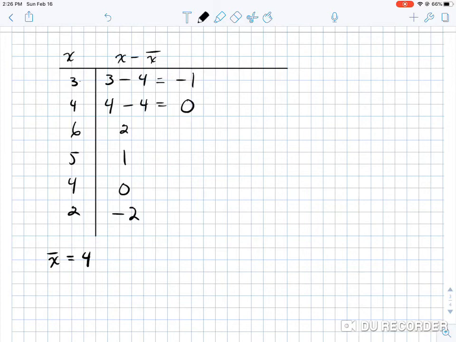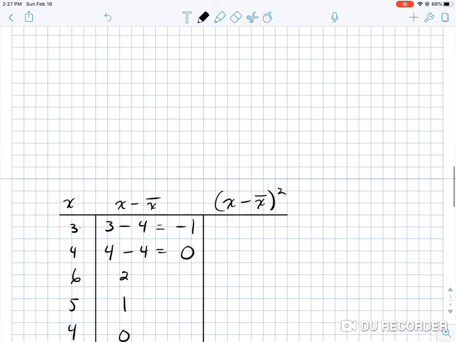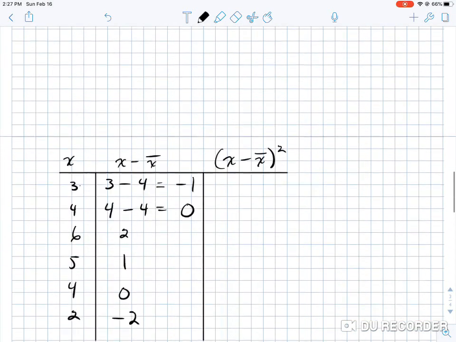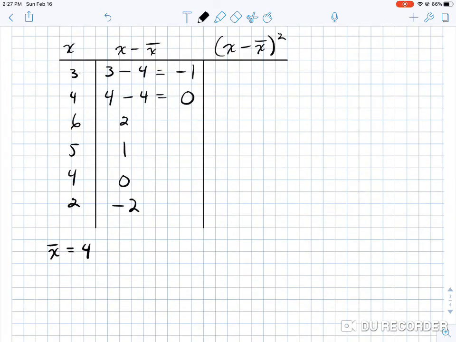So we're going to take these deviations and, recall, we're going to take each one and square them. That was your step 3. Remember, square your deviations. So what is -1 squared? It should be 1. What is 0 squared? 0. I know 2 squared is 4. 1 squared is 1. 0 squared is 0. And -2 squared should be 4.